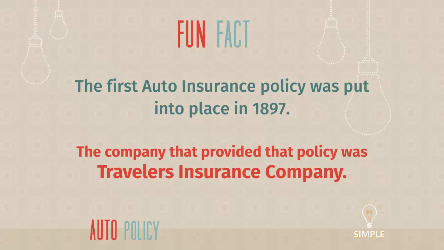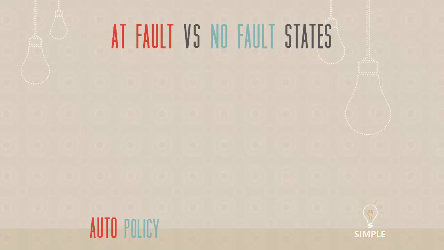Two of the older companies: Lloyd's of London, which is really the oldest insurance company ever, still around, started in the 1600s. Travelers Insurance, much younger than Lloyd's, but has been around for a really long time as well, and was the company that put the first auto policy into place. So, fun little fact there.